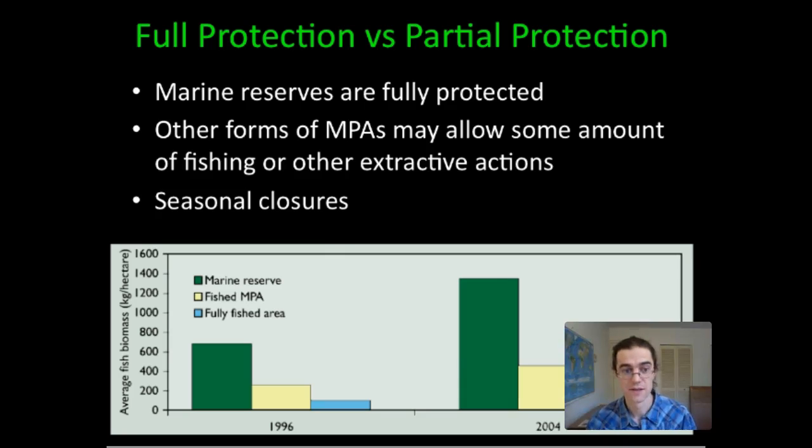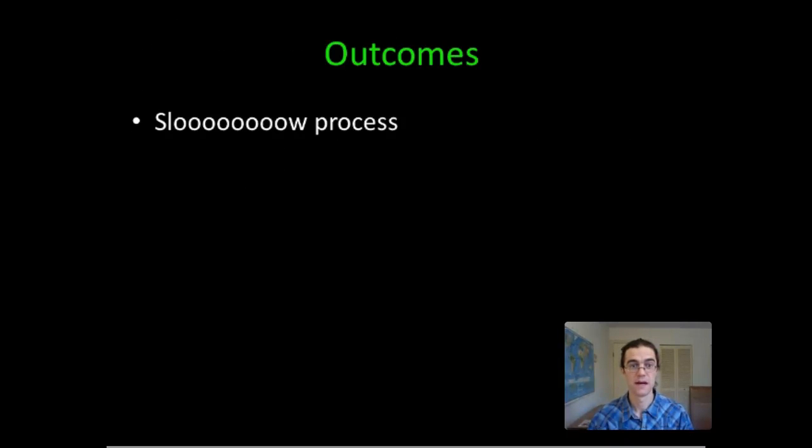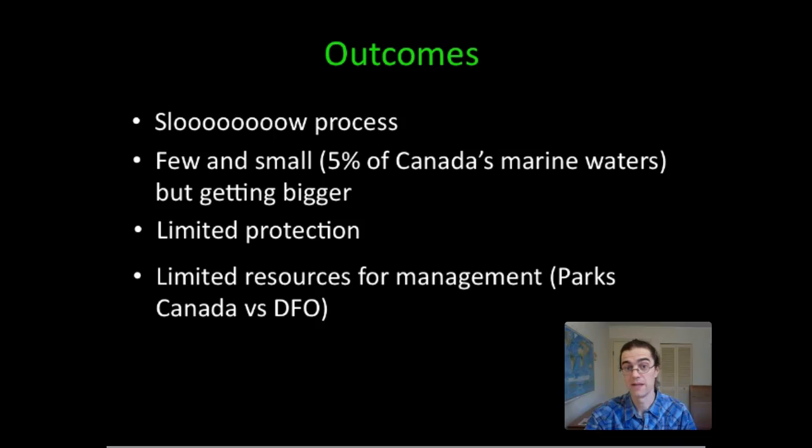So that's interesting. And outcomes of the Canadian MPAs. We need to keep in mind that's a very slow process, few and small as well. 5% of Canada's marine waters, but this percentage is getting bigger, as the couple slides back referred us to. There's limited protection in a lot of these areas, and really important to keep in mind, limited resources for management. This question of Parks Canada versus DFO. A lot of people would argue in both agencies there's limited resources.